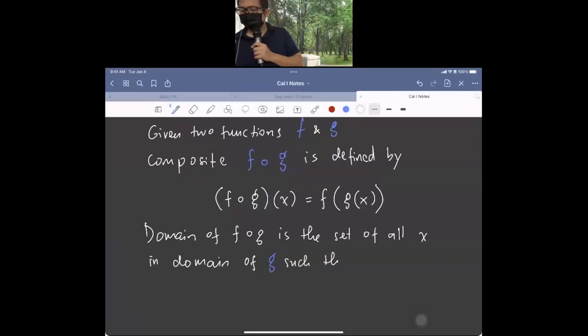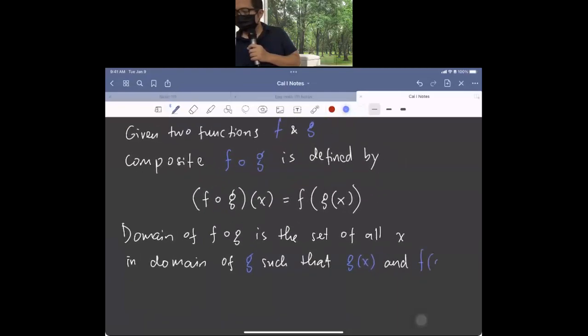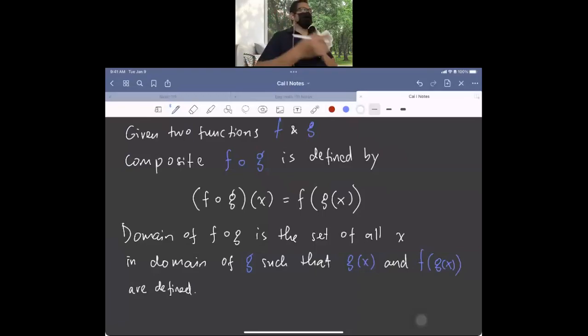such that g of x and f of g of x are all defined. If we want to assume that the composite works, then we need to assume the variable inside is also defined. Okay?